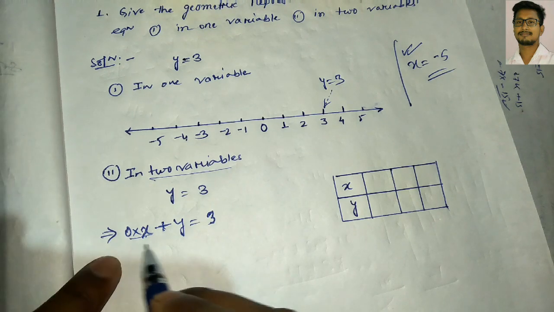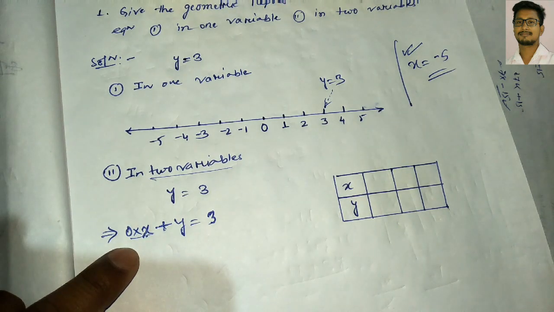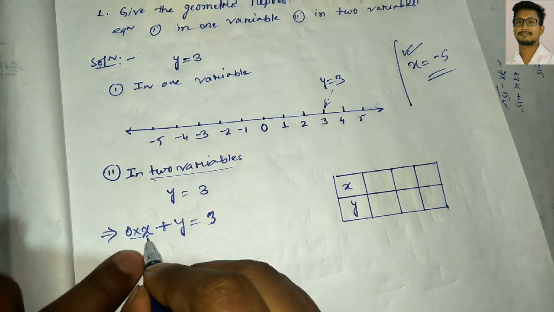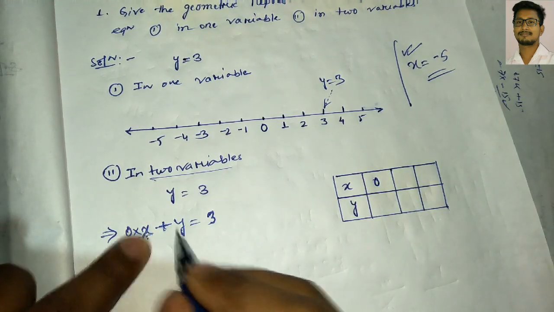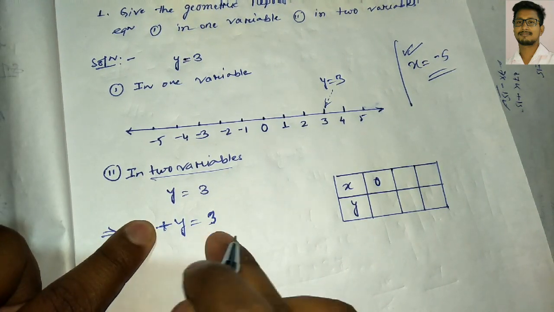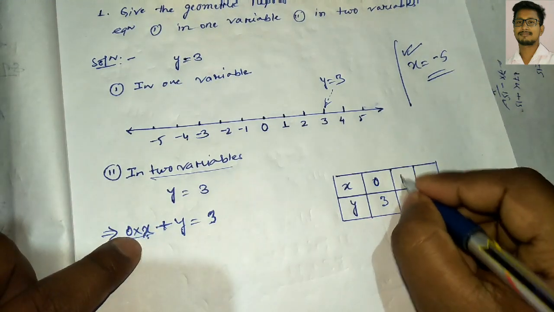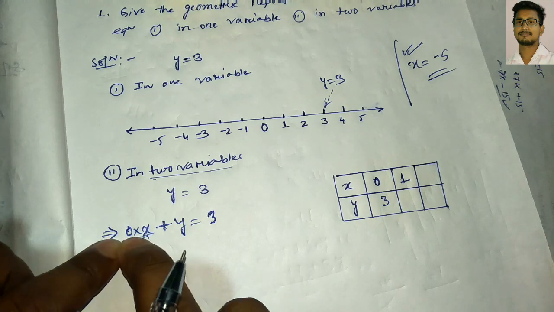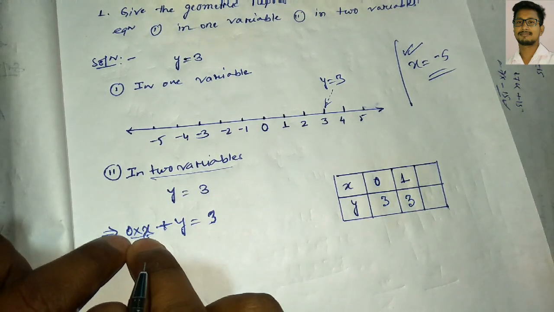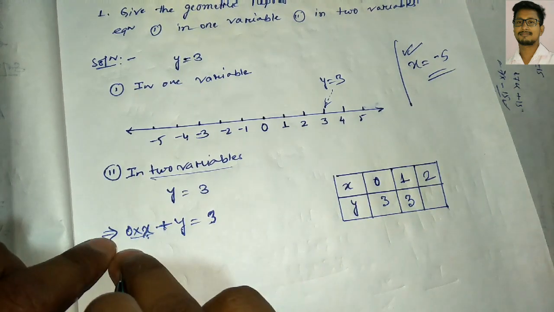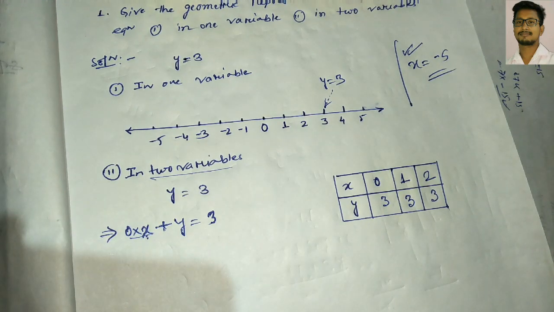Now you can see we can take any value for x, but y will always be fixed. Now you can take the value of x as 0. x is 0 now, so 0 times 0 is 0, that means y remains 3. Again you take x as 1, so 1 times 0 is 0, y is again 3. Now you take x as 2, 2 times 0 is 0, that means y is again 3. You see, this question is very easy to solve.